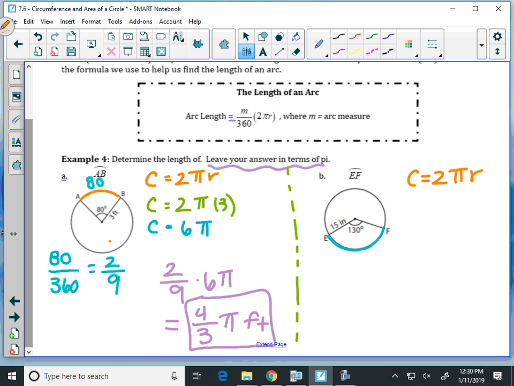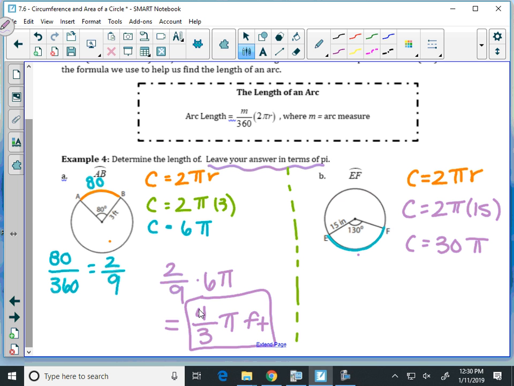If we look, what's the radius of this circle? What's the radius of this other circle? 15. So we're going to plug 15 in for the radius, leave it in terms of pi. So multiply the numbers. 2 times 15 is what? 30. Tack on the pi. So the distance around the entire circle is 30 pi.